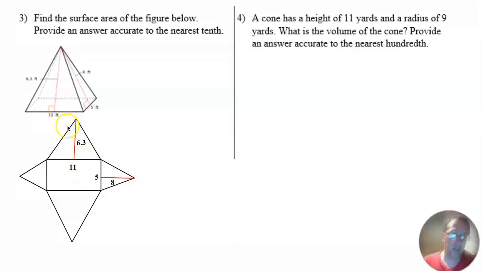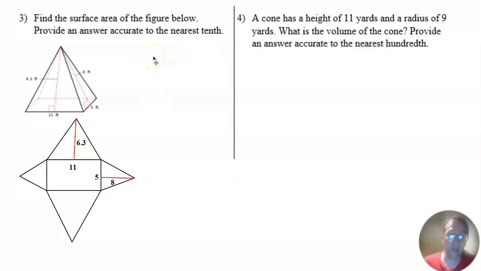So we got 11 right here. The slant height on the side that has the 11 is 6.3. So that's the height of the triangle when I lay it flat. And over here we have the 5, and that slant height is 8. And what I'm going to do, I'm just going to find the area of all of these different sides and add them up. So first I've got area of a triangle.